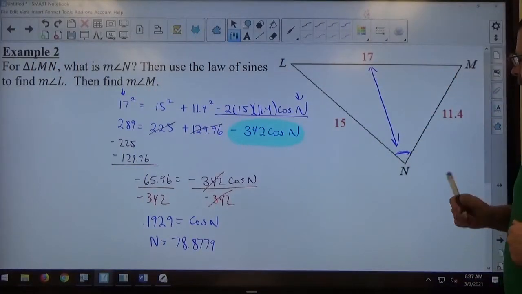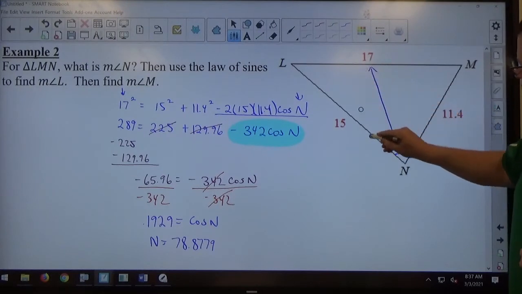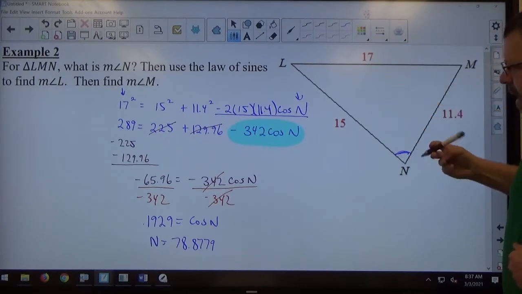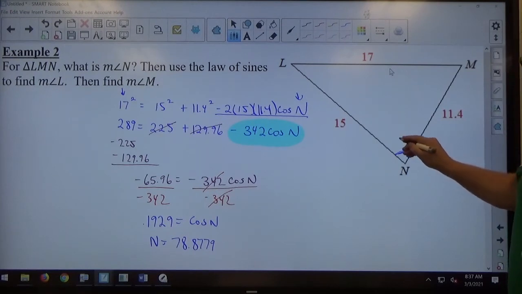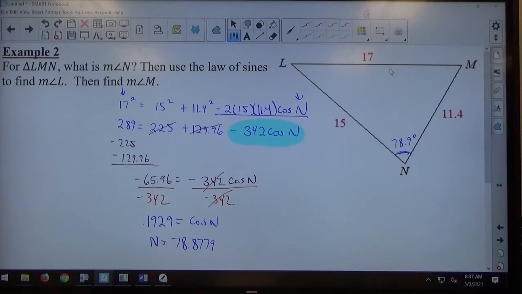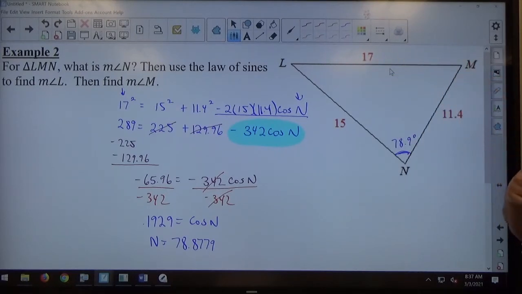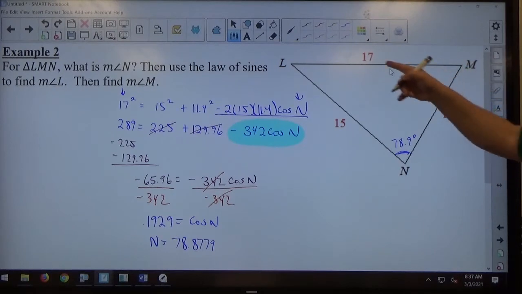So if angle n is 78.9 degrees, and now I want to find angle L or M, notice we've already found the biggest angle. So the other two angles are both acute, so you could theoretically use law of sines to find either one or both. Doesn't matter. I usually use law of sines to find one. So it says find L. L is the smallest angle.